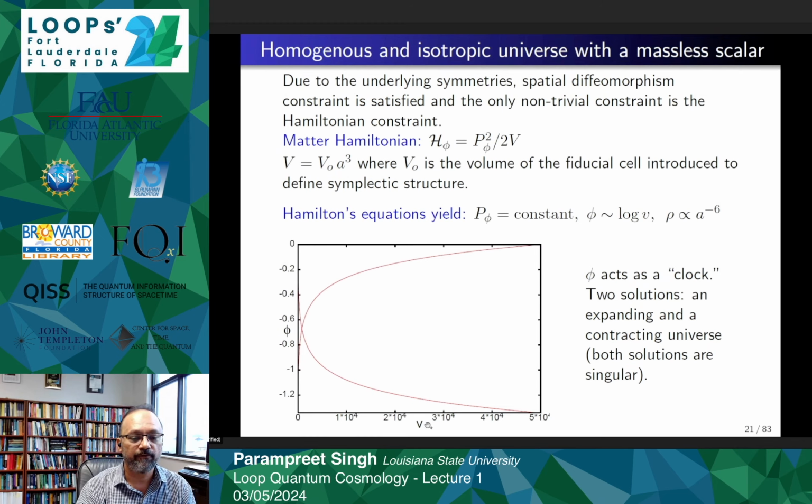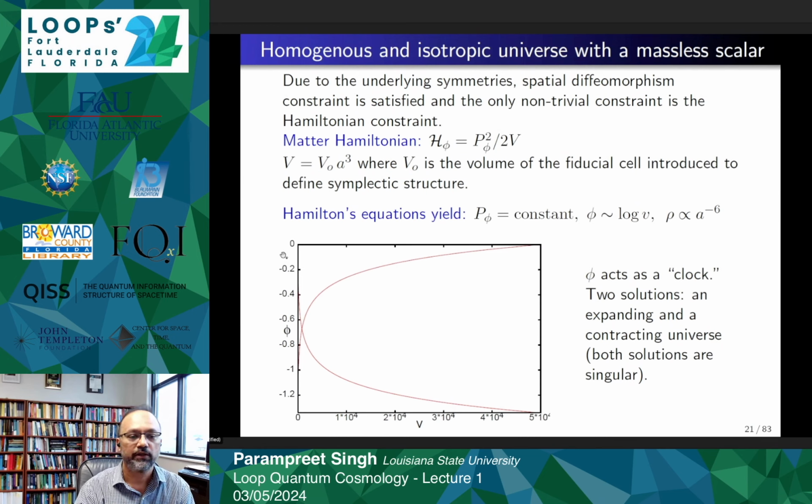If you plot the volume of the universe versus time, which is phi, which acts like a clock, there are two solutions: an expanding universe, which goes like this, and a contracting universe, which goes like this. These two solutions are disjoint. They are both singular. If you are in an expanding universe and look backwards, there is a Big Bang. If you are in a contracting universe and go forward in time, there is a big crunch singularity. They are disjoint solutions.